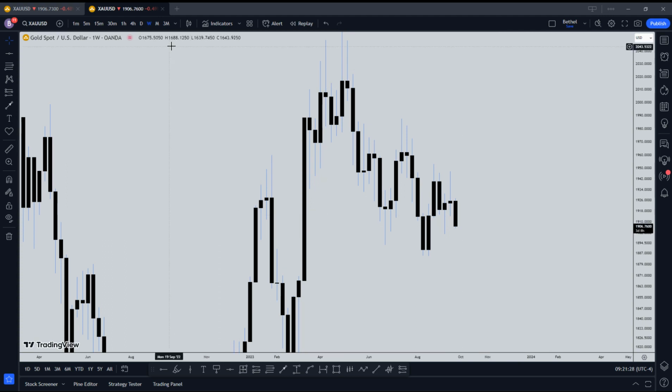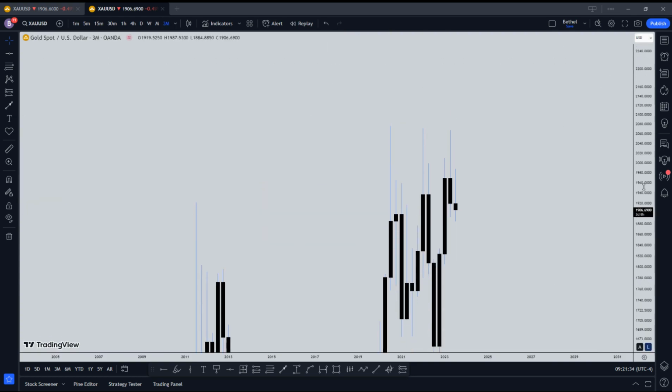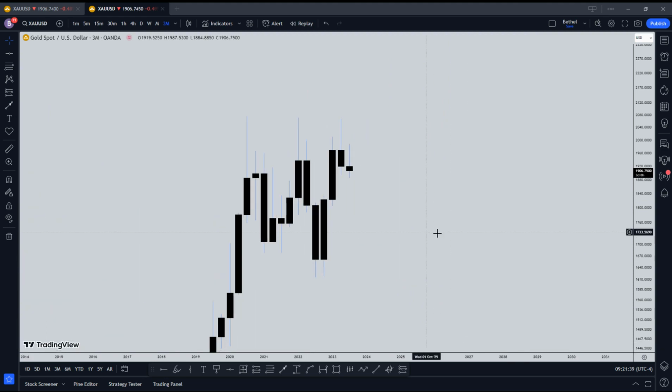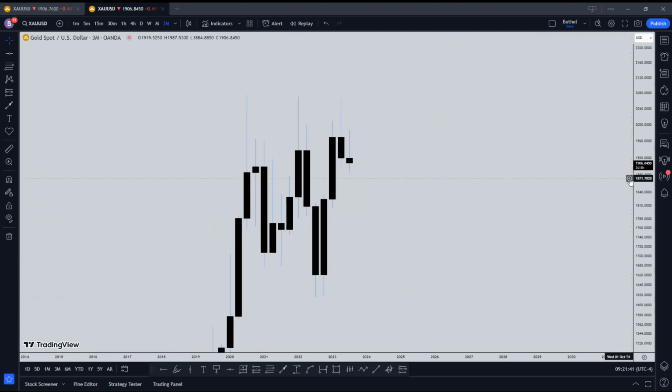So starting off, we're going to start on the 3 monthly chart. The 3 monthly chart, as you all should know, is a quarterly chart. Every 3 months is a quarter. So here you have January 2022, and this should be April 2022. This particular candle here is January, February, and March.